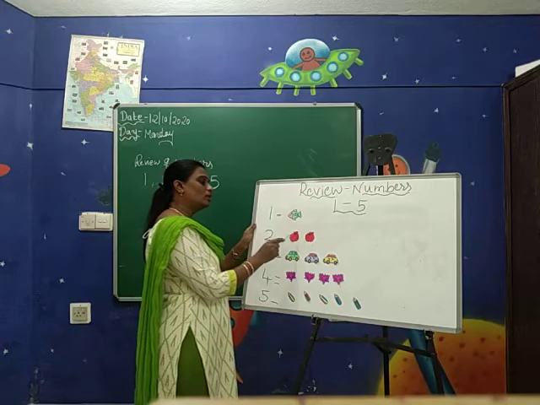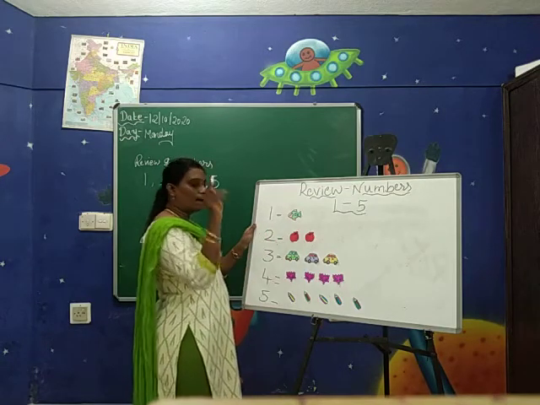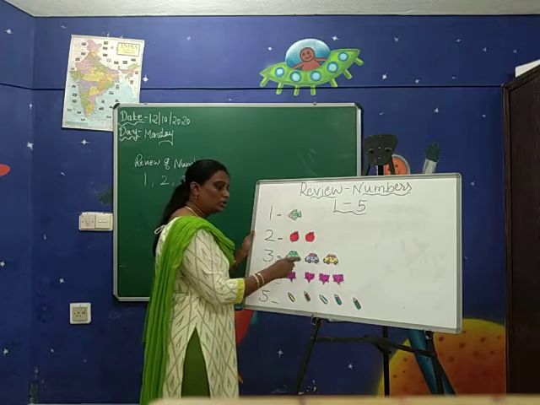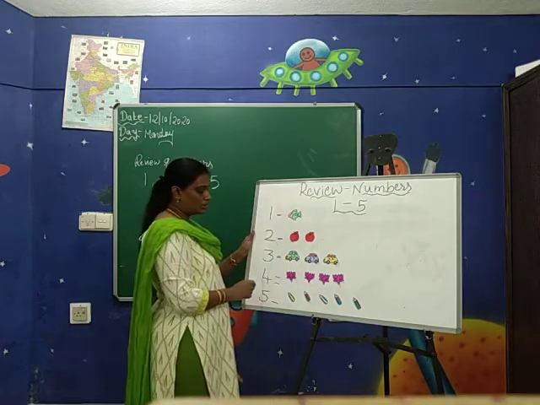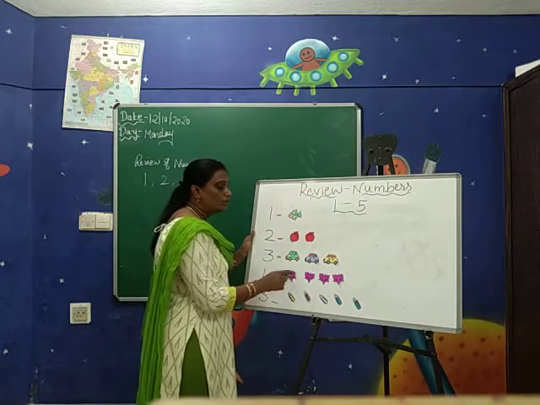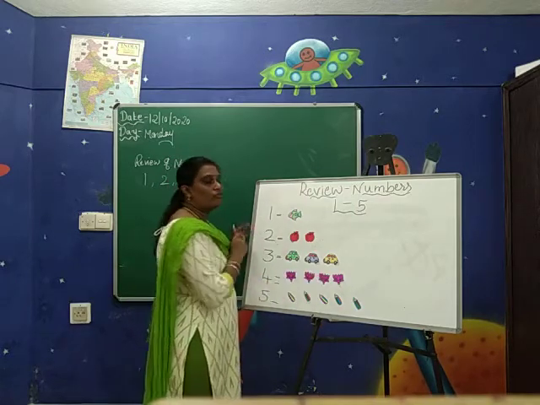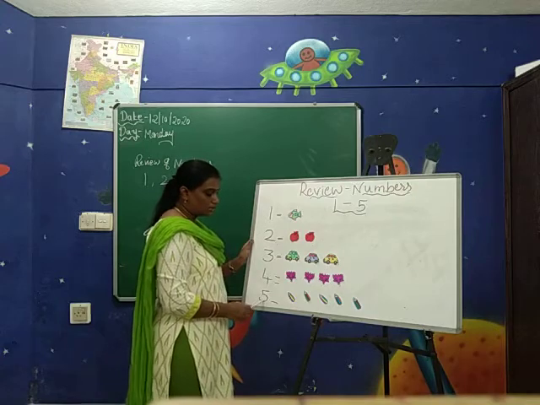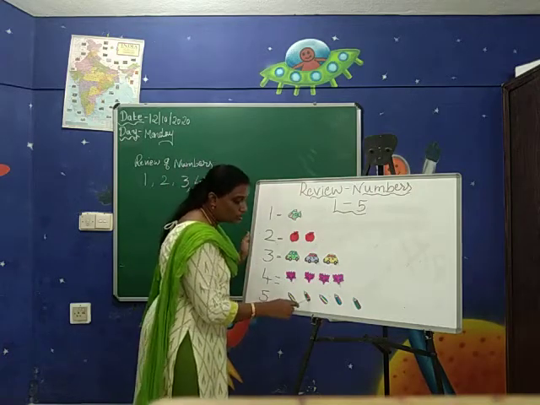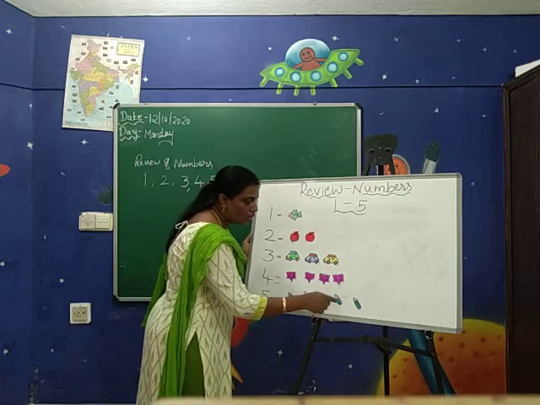1 for 1 fish. 2 for 2 apples. Can you count? 1, 2. 3 for 3 cars. Can you count? 1, 2, 3. 4 for 4 lotus. Can you count once again? 1, 2, 3, 4. Next, 5 for 5 pencils. 1, 2, 3, 4 and 5.